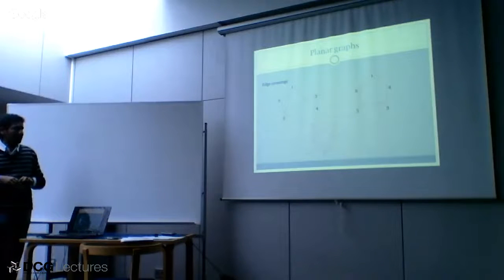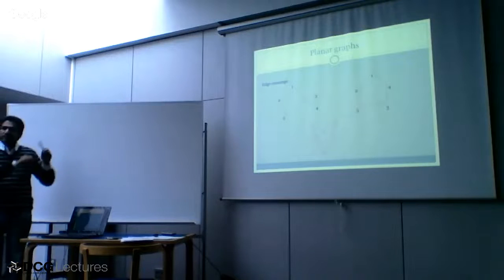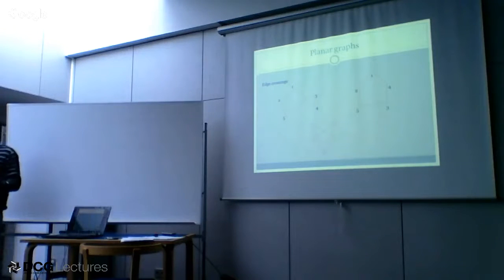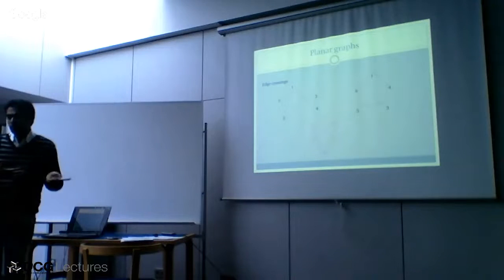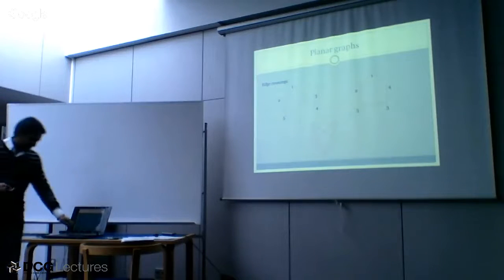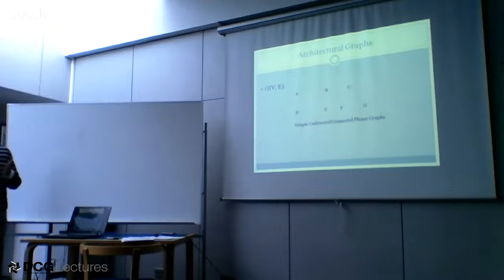Like the last graph, we call it a complete graph K5. You can try the way you want, but it is non-planar. You won't be able to draw it without any edge crossing. So some graphs are planar, some are non-planar. Okay, we'll talk about it. So this is what I'm talking about: simple, undirected, connected planar graphs.